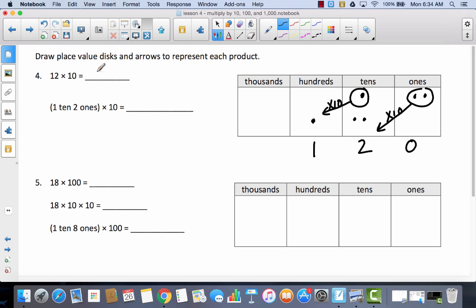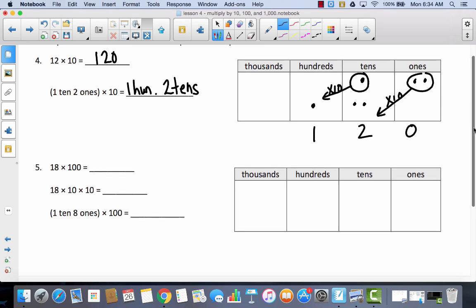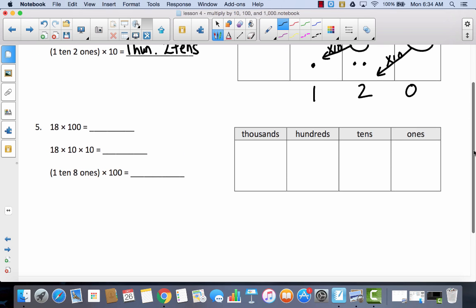So now I have 1 hundred, 2 tens, no ones. So 12 times 10 is equal to 120, or 12 tens. And again, it's okay if you abbreviate. If you feel pretty confident and you'd like to do number 5 by yourself, go ahead. If you'd like to stay with me and do it with me, then just stay with me and we'll walk through number 5 together.